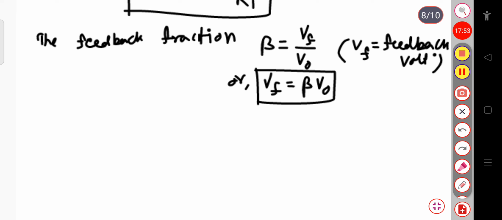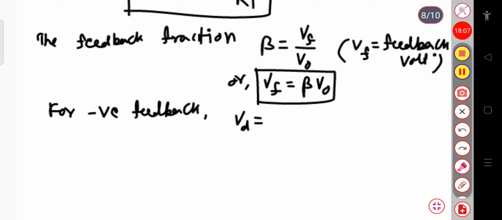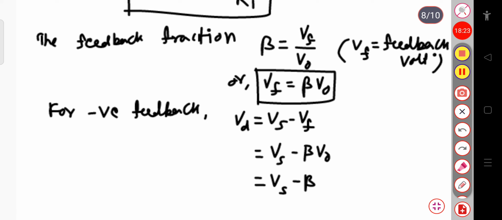Now for negative feedback we can write Vd, the differential voltage, as simply Vs minus Vf, which is equal to Vs minus beta Vo. That is also equal to Vs minus beta, and in place of Vo we can write simply A into Vd, because for the open loop voltage gain, A equals V output divided by the differential voltage Vd.